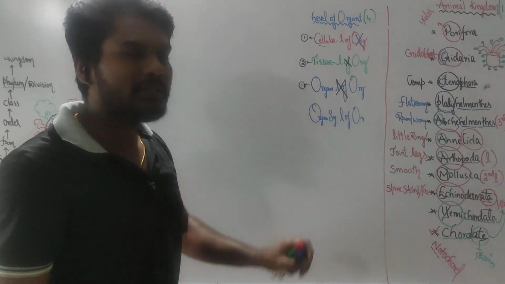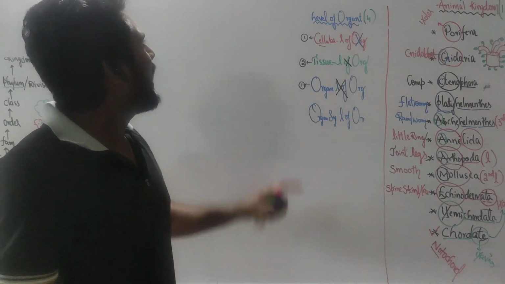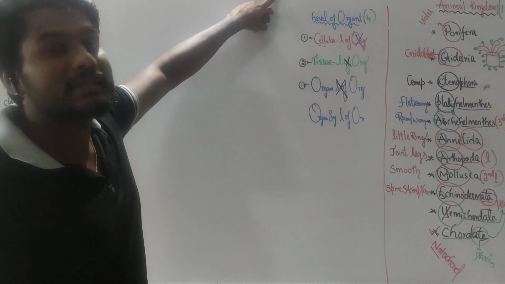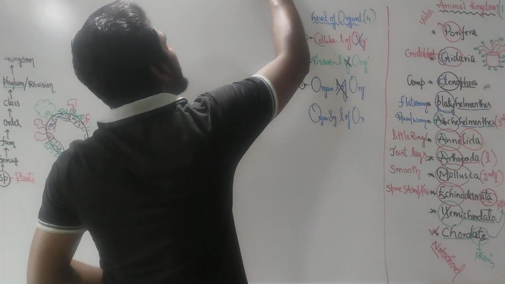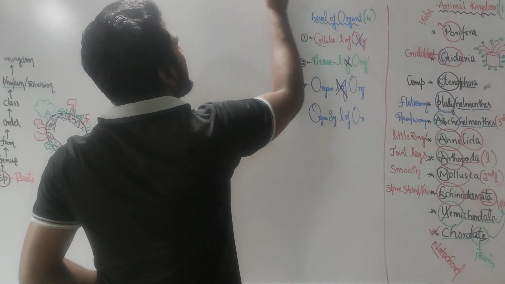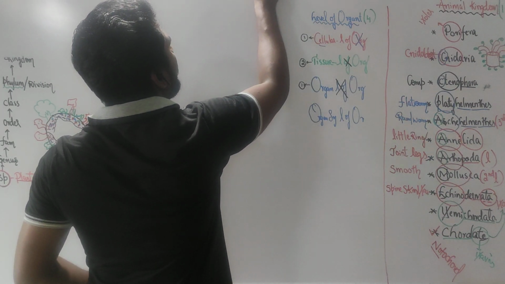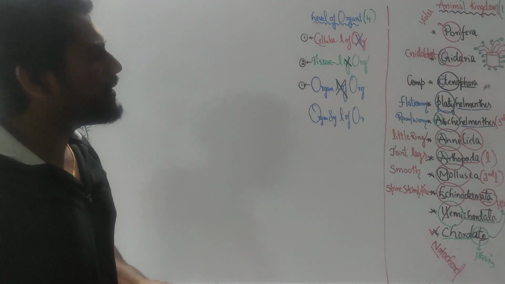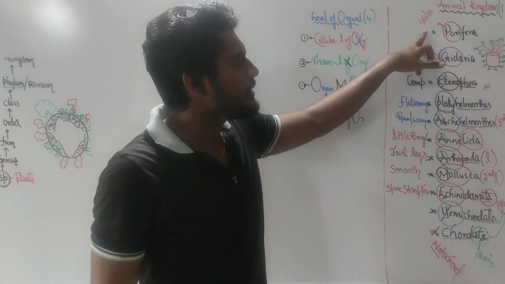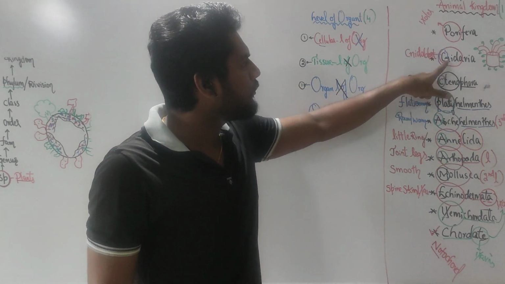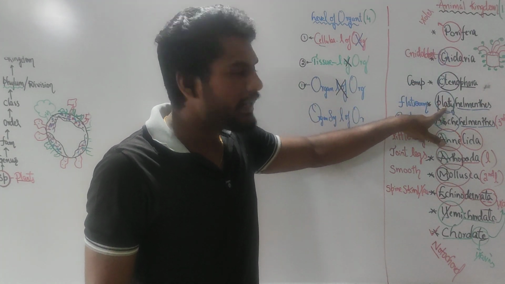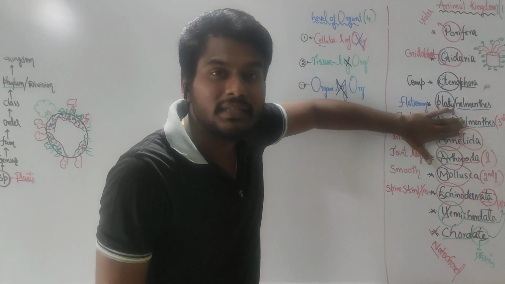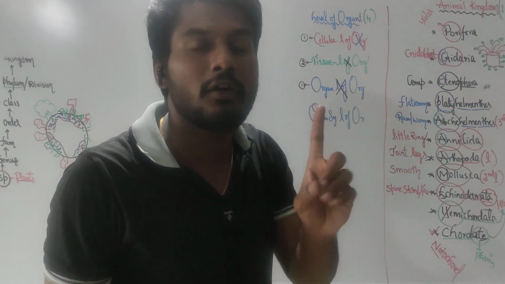See, how many levels remain? Only one level is there. And how many phyla remain? Three, four, five, six, seven phyla. All these seven phyla are showing the organ system level of organization. See, Porifera is cellular level, Cnidaria and Ctenophora are tissue level, Platyhelminthes is organ level of organization. Next, Aschelminthes is organ system level of organization.